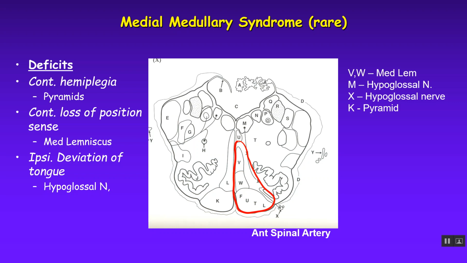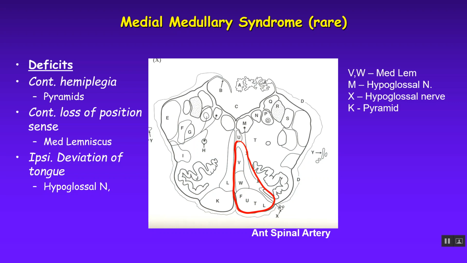In your little lab manual, it has the actual cross section, but then it has this line drawing which helps you see things a little easier. So we're going to use these little line drawings of these cross sections. This is a cross section through that upper medulla, okay? And we're going to talk about where the lesion is and the deficits you're going to see and just try to make sense of that.